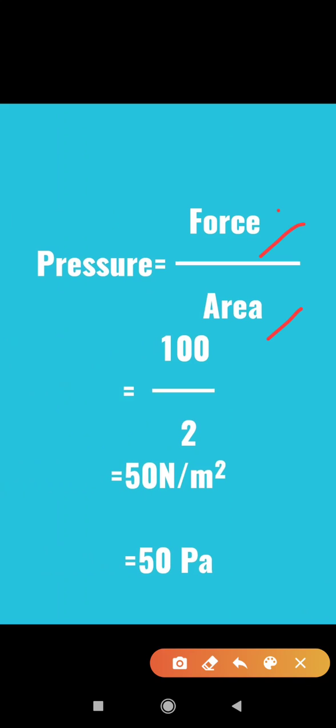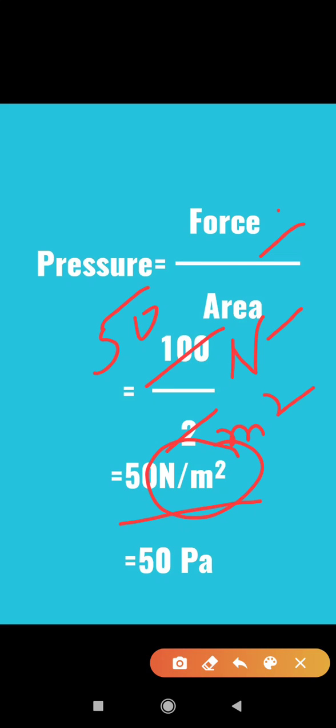The value of force is 100 Newton, and the value of area is 2 meter square. After placing the values, 2 will cancel with 100 and we will get 50 Newton per meter square. This Newton per meter square is the unit of pressure and can be represented by Pa, Pascal.